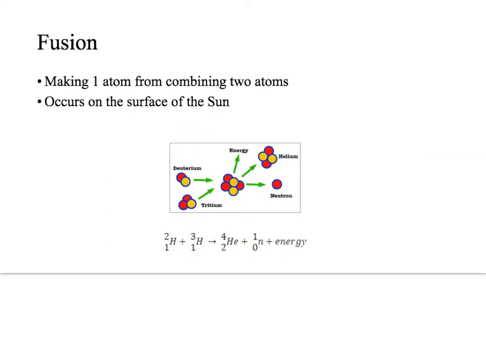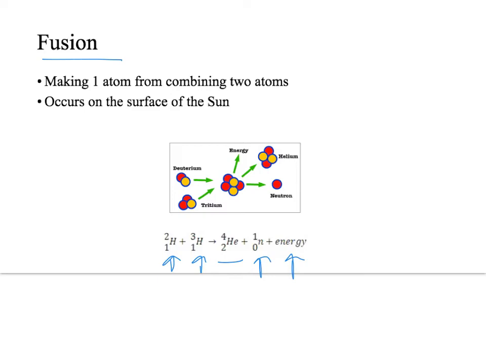Up next is fusion. So fusion is when we have two smaller atoms fuse together to form one larger atom. So an example down here shows a hydrogen atom with a mass of 2 and a hydrogen atom with a mass of 3 coming together to form a helium atom. There's a leftover neutron and obviously a bunch of energy that's released.